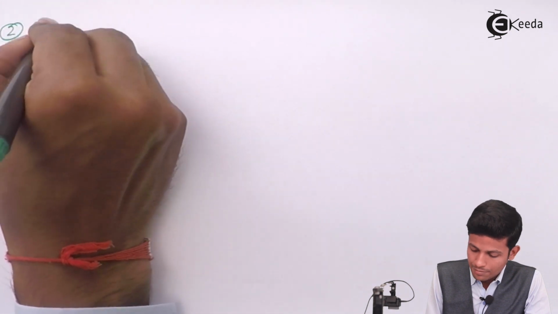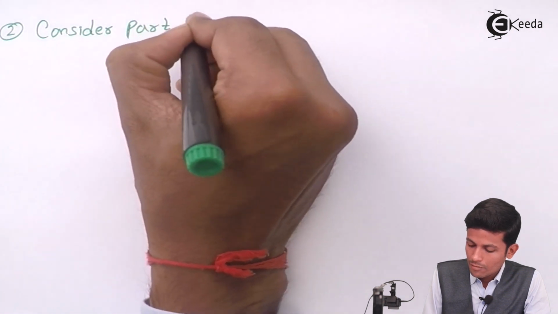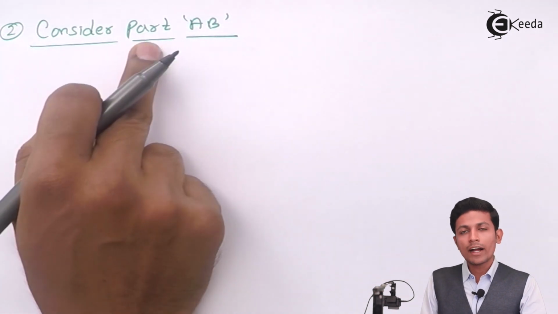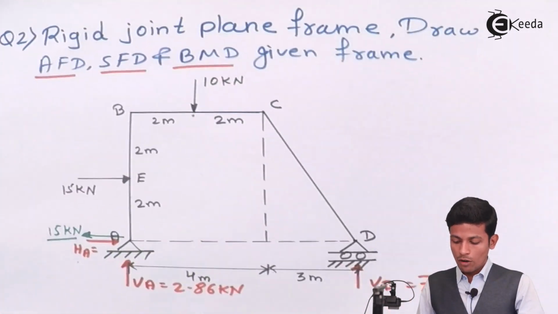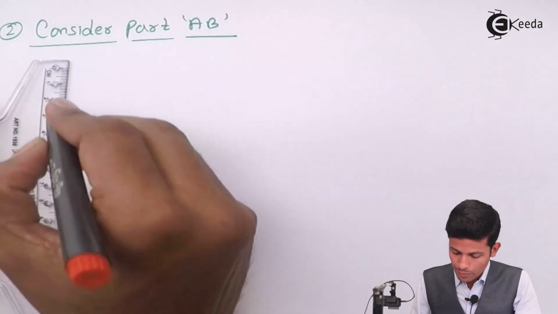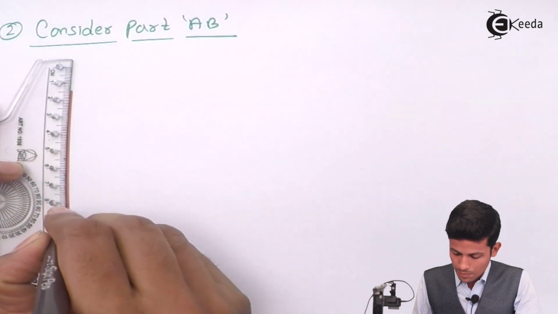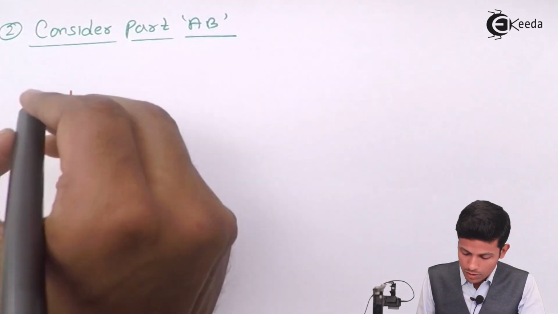Second one is nothing but consider part AB. Now take the second part, consider part AB. Now draw the FBD of the AB part, only the AB part, not BCD, AB part only. See, the AB part will look like this. Okay, this is your A part, and this is your B part.